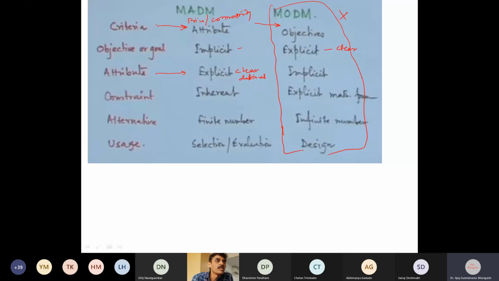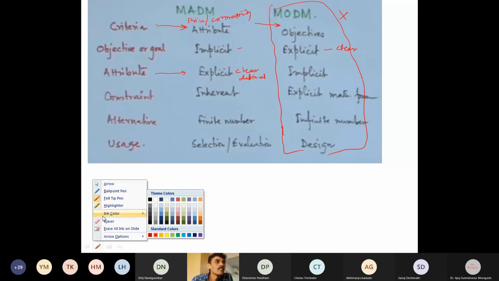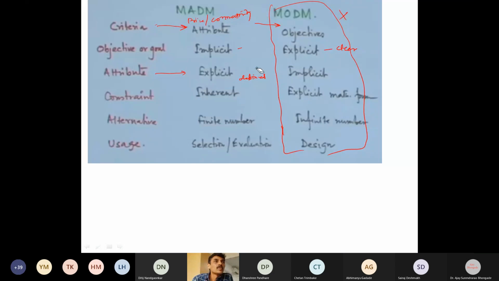I think we need to see the meaning of the word explicit. Can somebody search? What is the meaning of explicit? Google search. Yes, can anybody help me? What is the dictionary meaning of implicit? Am I audible to you?